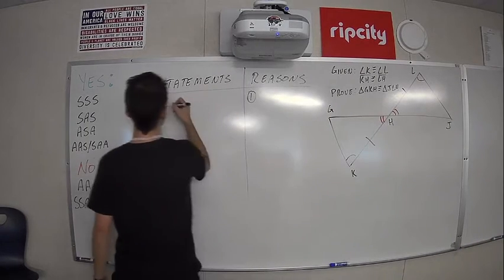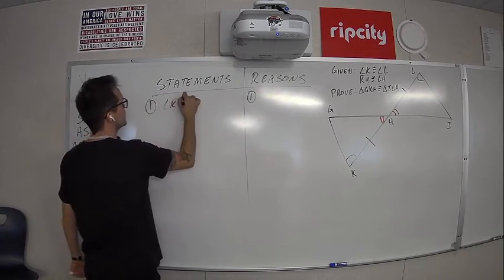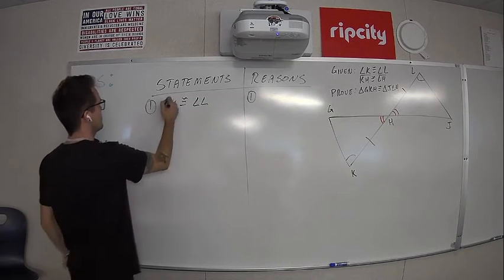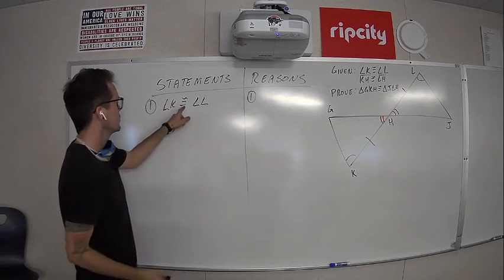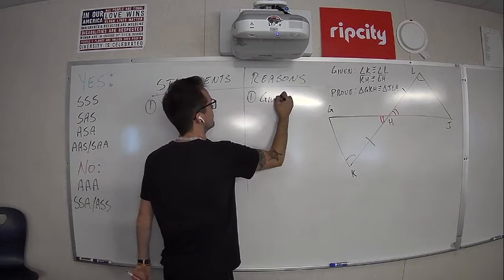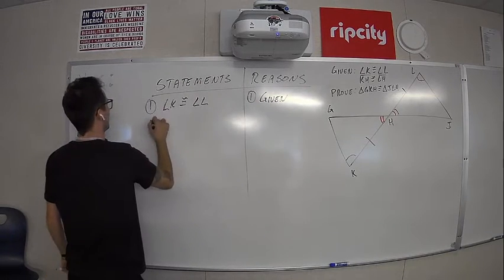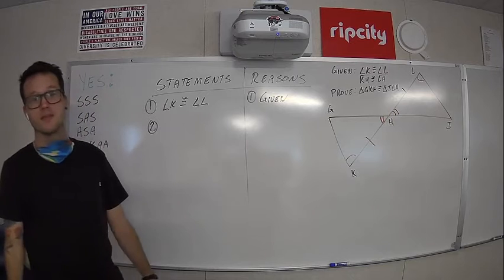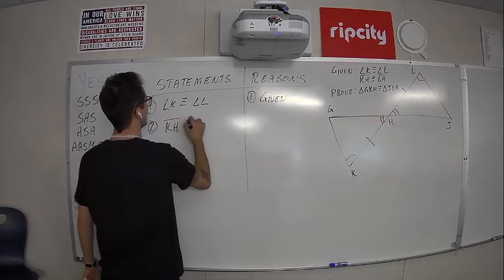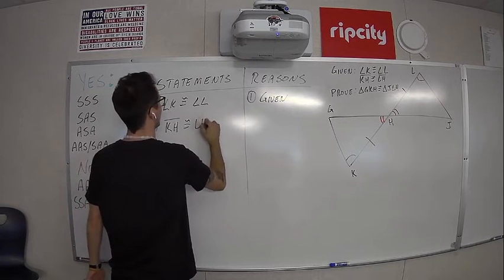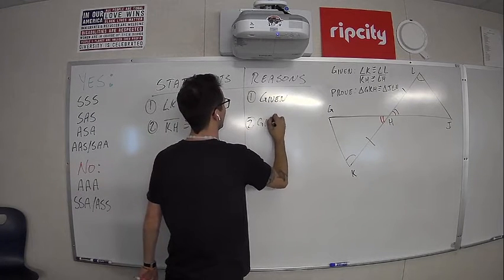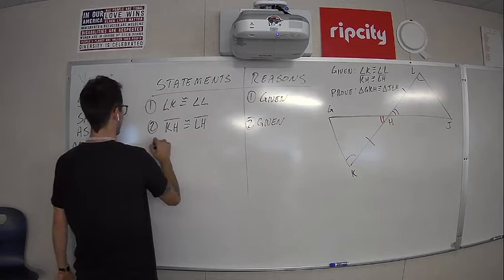So the first one, we're going to say angle K is congruent to angle L. It's angle K, angle sign, letter K, congruent to angle sign, letter L. And we know that because it was given. Step two, let's talk about our other piece of given information. Side KH is congruent to LH. And we also know that, again, because it's given.